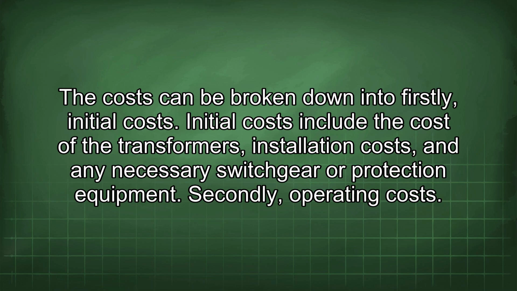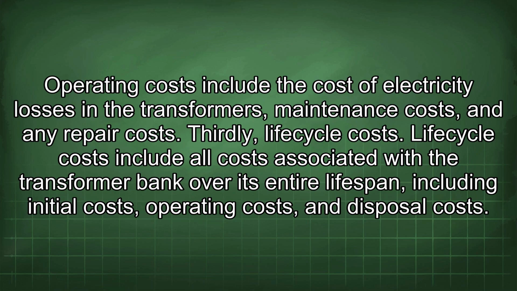Secondly, operating costs. Operating costs include the cost of electricity losses in the transformers, maintenance costs, and any repair costs. Thirdly, life cycle costs. Life cycle costs include all costs associated with the transformer bank over its entire lifespan, including initial costs, operating costs, and disposal costs.